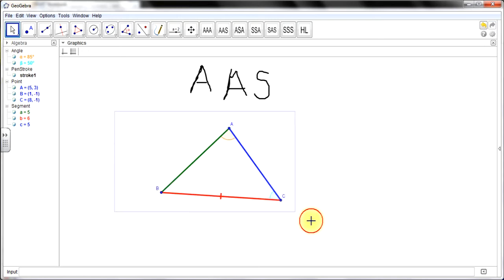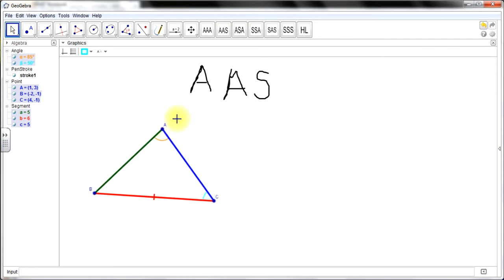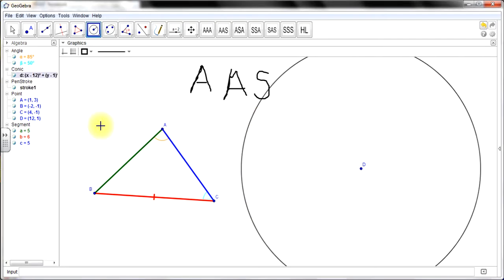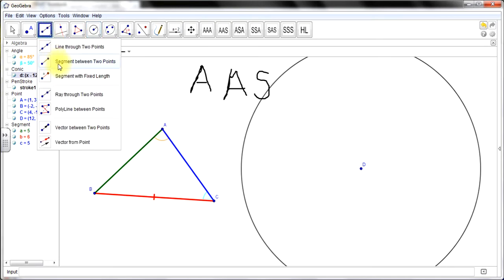Now when we construct these, it doesn't really matter the order. We just have to make this combination happen. So what I would do, it's easy to make congruent segments. It's just the radius of a circle, right? So I'm going to make a circle that has a radius the length of CB. So I'm going to grab my circle with center and radius tool. I'm going to click somewhere to start my segment that's going to be congruent to BC by making the center of a circle. And then I'm going to make a radius that's the length of CB. Click OK. Here's my circle, right? So now I just need to make a segment, or a radius. That's the whole point of the circle here.